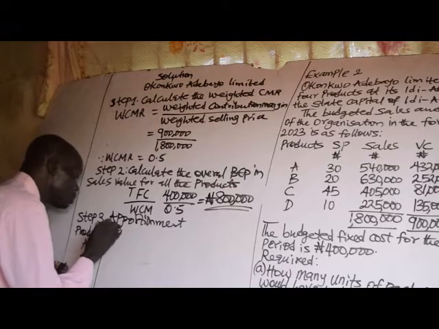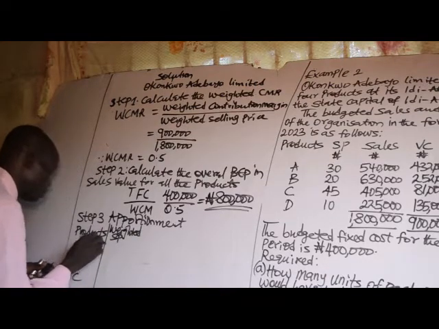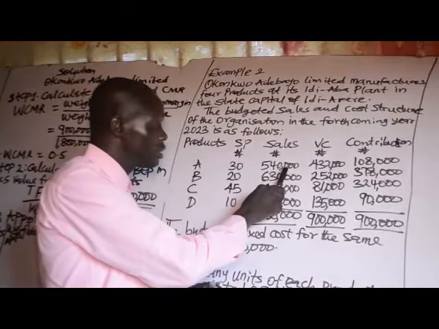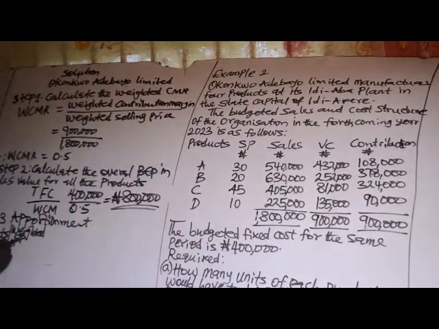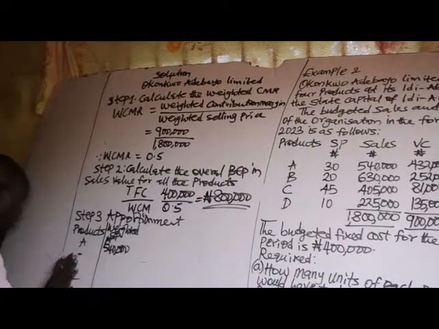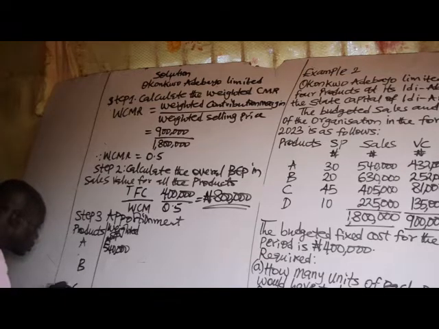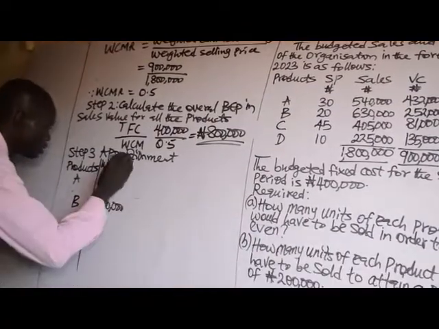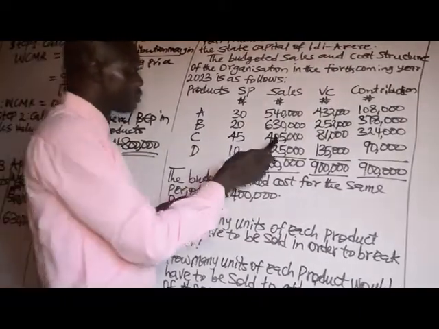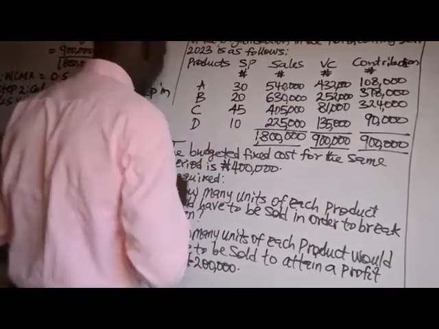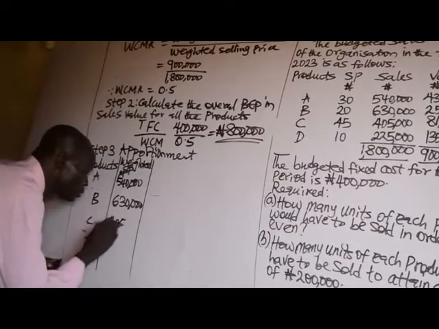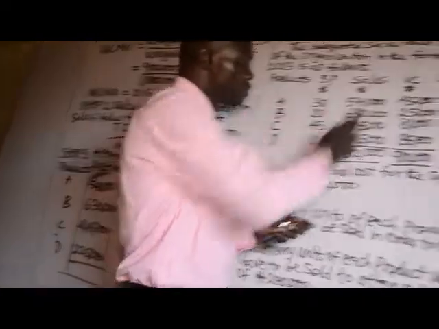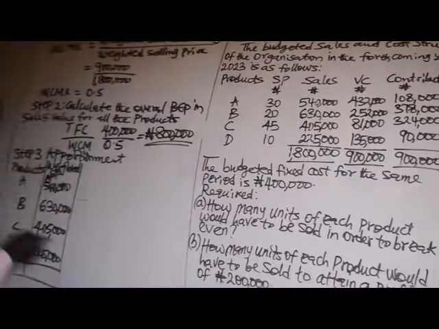So the weighted selling price for product A, our sales is 540,000. That of B, 630,000. Sales for product C, 405,000. And that of D is 225,000. The total of all those sales is 1.8 million.